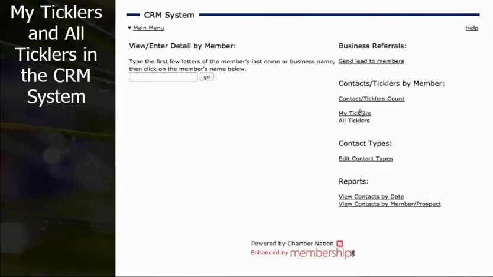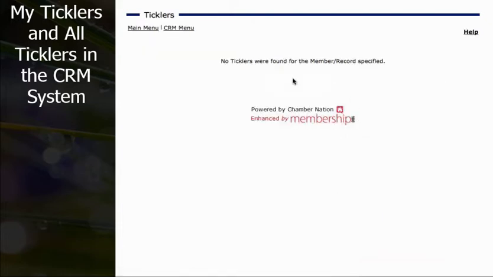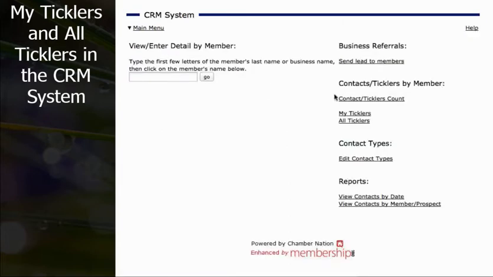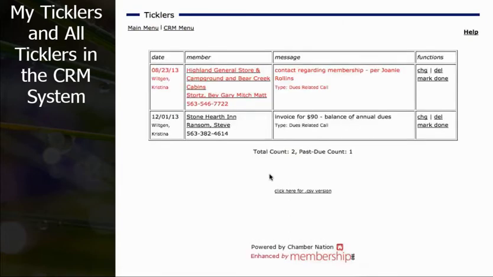Next on the CRM menu page is the option to quickly view My Ticklers, which will bring up a list of ticklers assigned to you as an administrator, if there are any, and also all ticklers. This will bring up a list of all ticklers for your organization, regardless of which administrator they are assigned to. The red text will display any ticklers that are overdue, and black text displays ones that are coming in the future. You also have the option to download your tickler information in a CSV file for offline access.